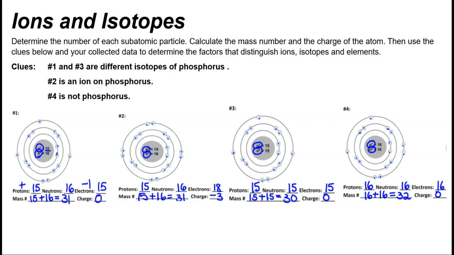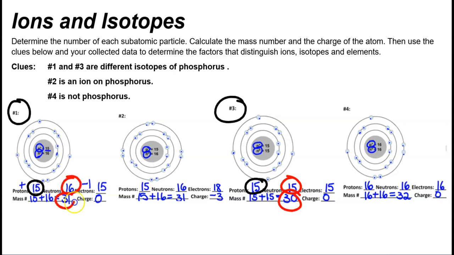So looking at number 1 and number 3, we need to look at what's different about these and what's the same about them to figure out what makes something an isotope. So I'm looking at the number of protons. We have 15 protons on both, so isotopes have nothing to do with protons, same number of protons. We have the same number of electrons. The thing that I'm seeing that's different about these is the number of neutrons and the mass number.